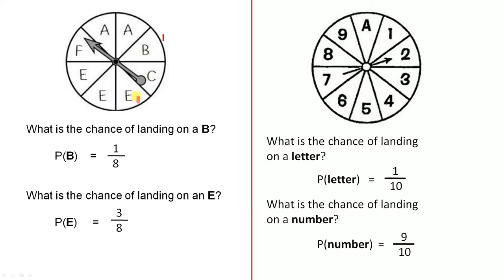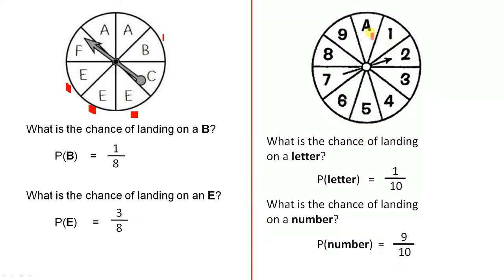Now, what about the letter E? Well, since there are 3 E's, 1, 2, 3, you have a much better chance of landing on an E. So the chance of landing on an E is 3 over 8. So you can see those probabilities are not equal.